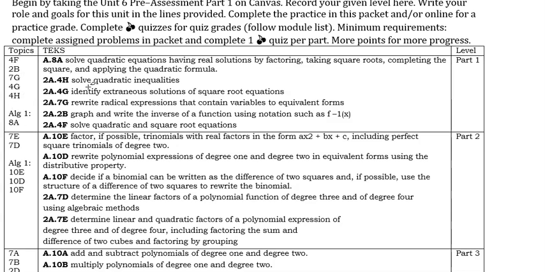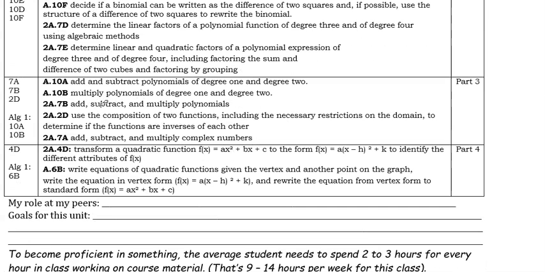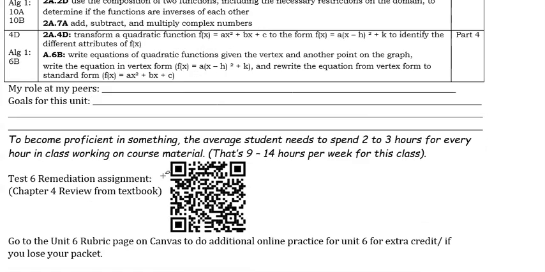Part 1 is all about solving the quadratic equations. Part 2 is factoring. Part 3 is operations. And then the last part is revisiting Unit 5 characteristics with completing the square. So go ahead and write your role for your group and then the goals for this unit for yourself.